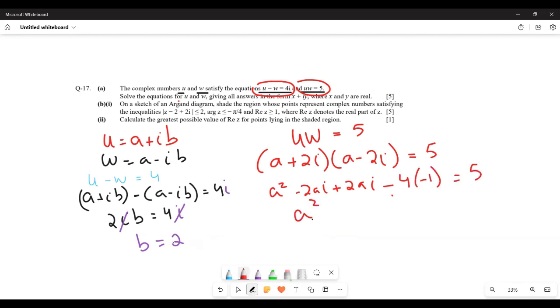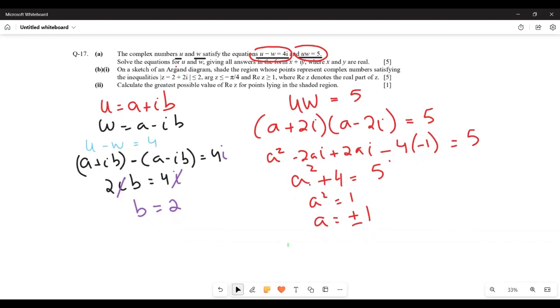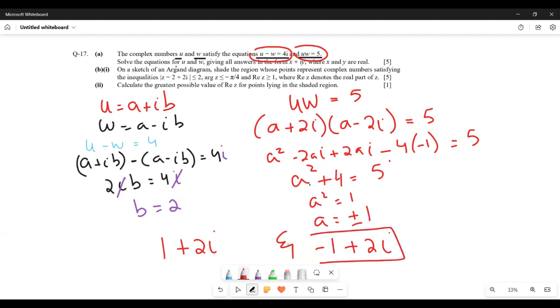So I'm getting a square plus 4 equals 5. So a square equals 1. So I'm getting a equals plus minus 1. So we get 1 plus 2 iota and minus 1 plus 2 iota as the values of u and w.